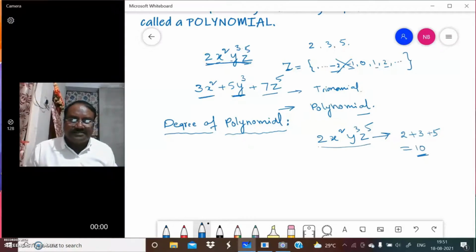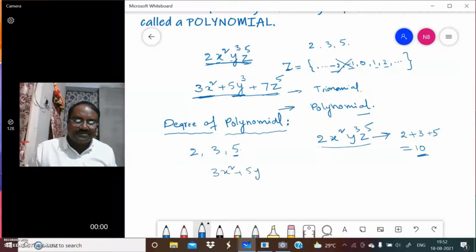Like that, here is a second example: 3x², that degree is 2. The degree of this first monomial is 2, the second is 3 and the third is 5. Here we should not add. So in this trinomial polynomial, the degree of the total polynomial is the greatest degree of any monomial. Here three monomials are there. Here the greatest degree is 5. Therefore, the degree of 3x² + 5y³ + 7z⁵ is 5.